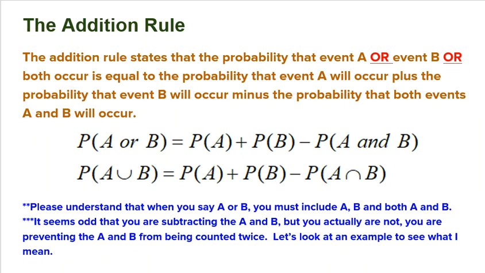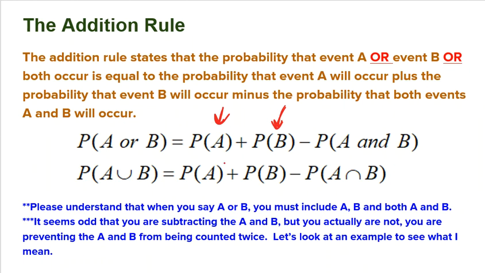I've said it before, I'll say it again. I'm not getting rid of the A and B. I'm preventing it from being counted twice. Because if there is overlap, some of this probability of A also contains B. Some of this probability of B also contains A. So the A and B is kind of embedded in each of these values, so I just don't want it to count twice.